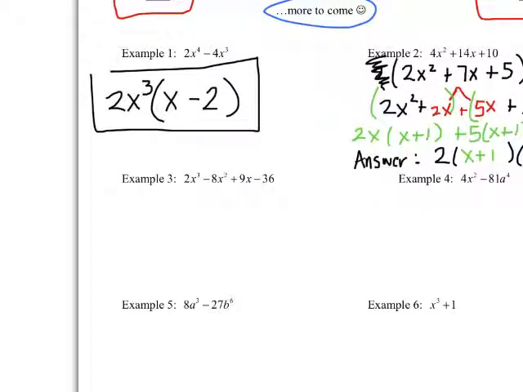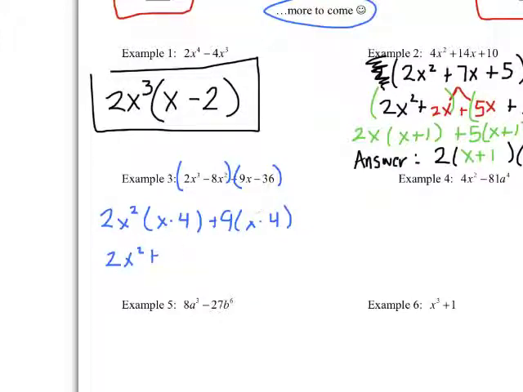Example 3, does it have a GCF? So this is divisible by 2. This is not. No highest x's, so no. This has 1, 2, 3, 4 terms, factor by grouping. If you want to pause the video, go and see if you can do this. 2x squared, x minus 4, plus 9, x minus 4. 2x squared plus 9, x minus 4. Now we should probably check, does 2x squared plus 9 go any further? No, it does not. So that is final.